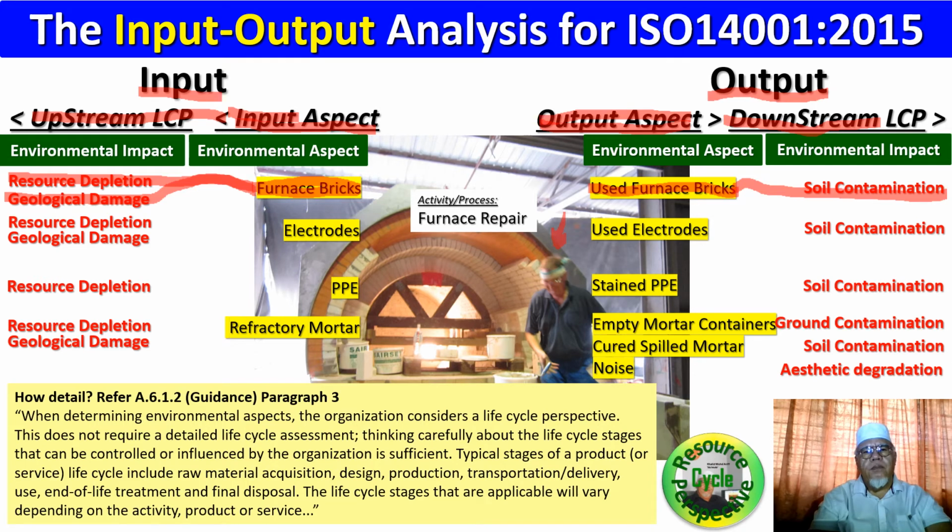Electrodes are made from oil and gas products. Personal protective equipment is also made from oil and gas products, polyester, polypropylene, etc. And the refractory mortar is also made from natural resources. These are all upstream interactions, because they are input environmental aspects causing upstream environmental impacts, normally resource depletion and also geological damage. Same thing as used electrodes subsequently, you get it?